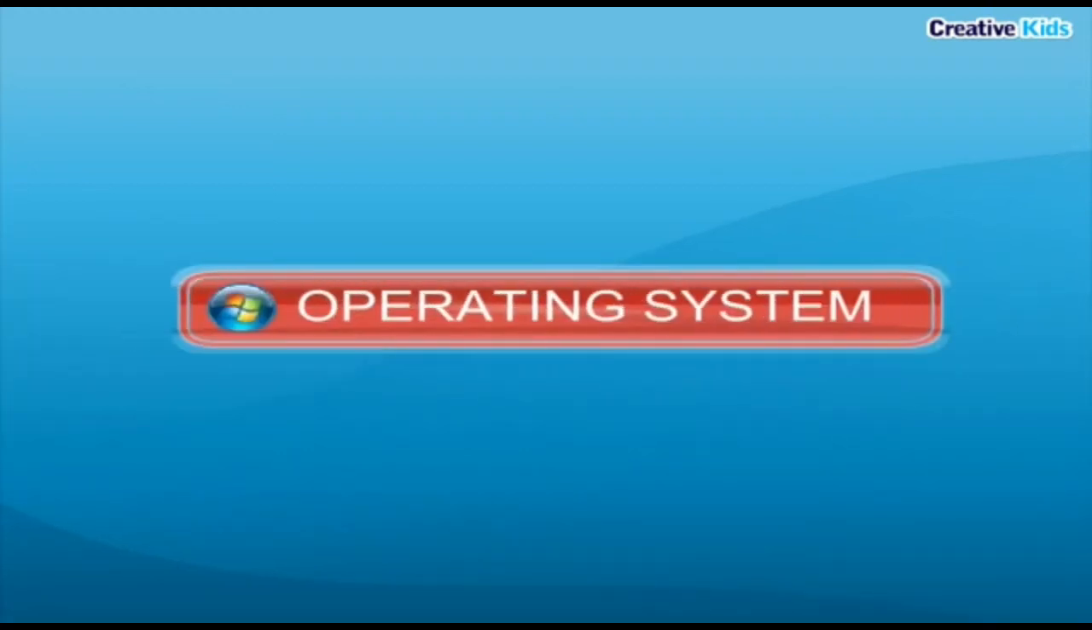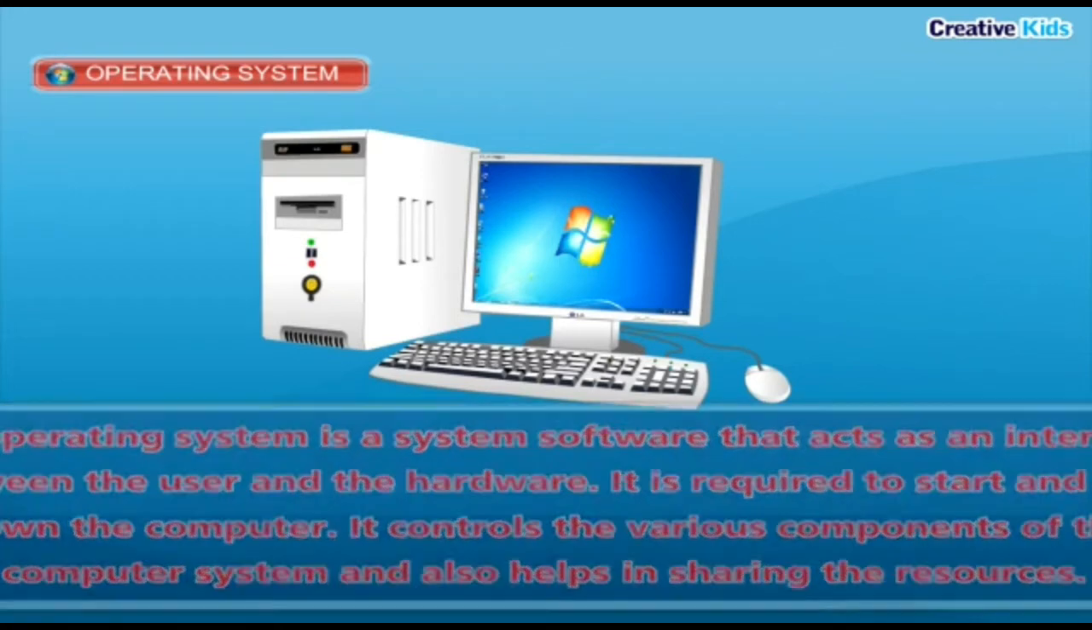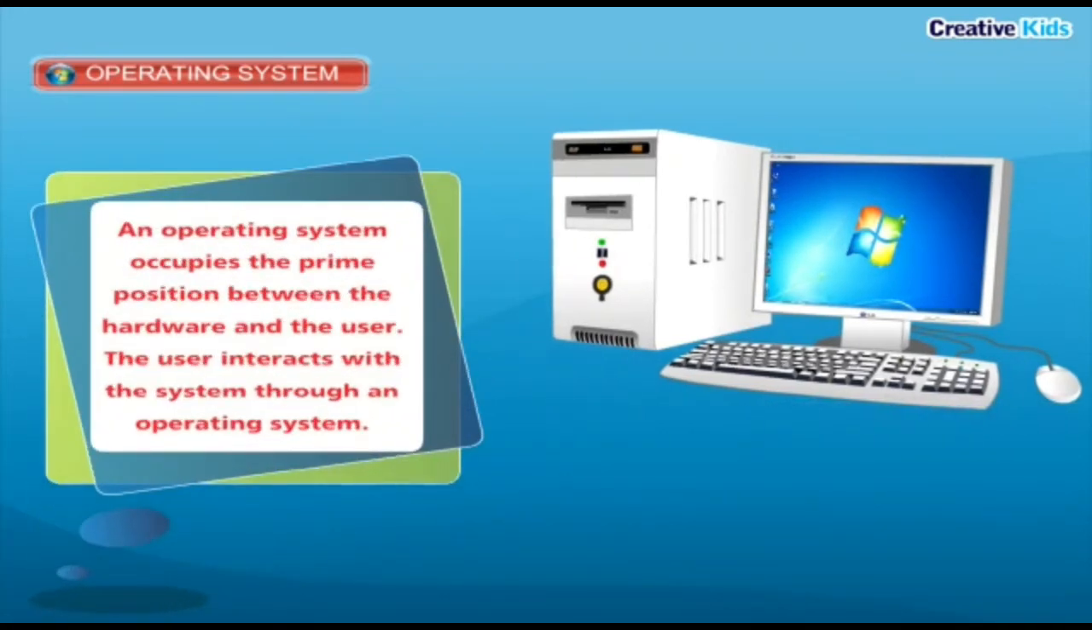Operating system. An operating system is a system software that acts as an interface between the user and the hardware. It is required to start and shut down the computer. It controls the various components of the computer system and also helps in sharing the resources. An operating system occupies the prime position between the hardware and the user. The user interacts with the system through an operating system.